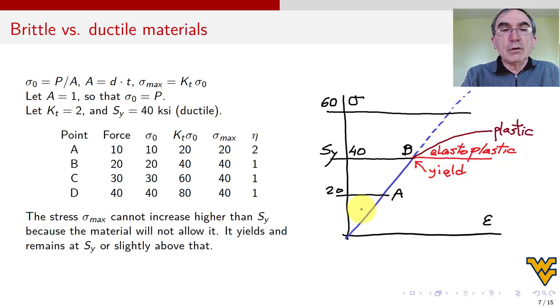So anyway, that means when I put 30, the stress should be 60, but it can't. So I'm going to keep it at 40, elastoplastic. If you want, put it at 41, I don't care, but it's not going to go to 60, right? Impossible. So my safety factor, I put this equal to 1, all right? And then, well, to exaggerate, I'm going to put a force of 40. That means that the KT sigma 0 is 80, but the sigma max, no, it's going to be 40, 41, no more than that.